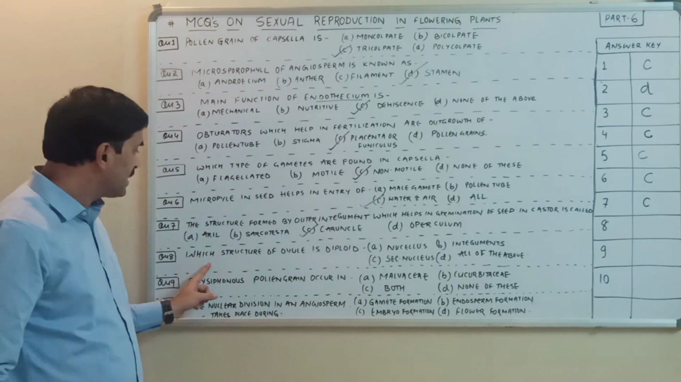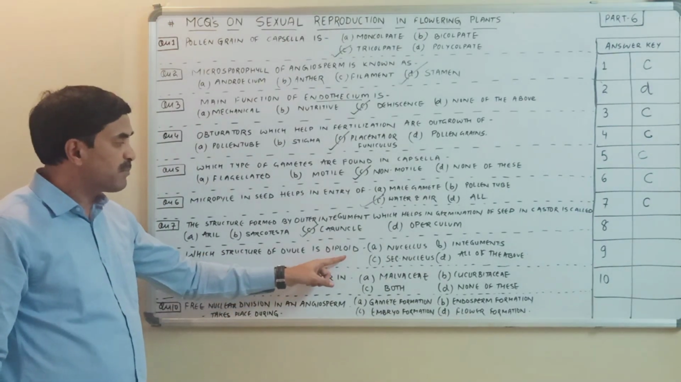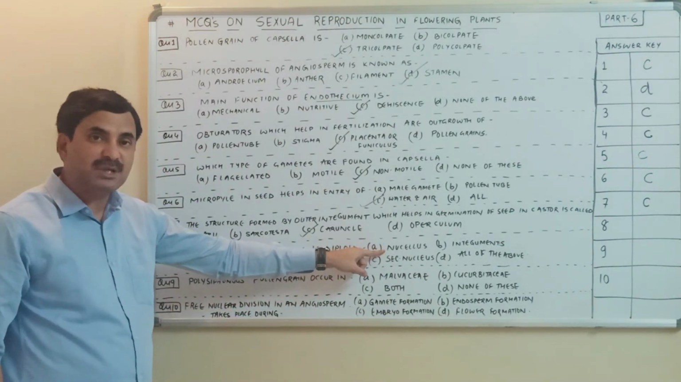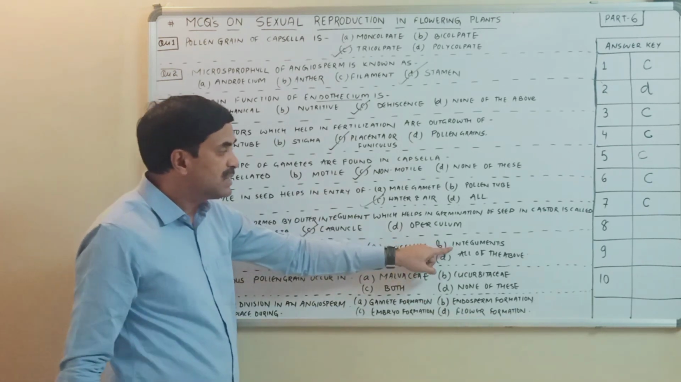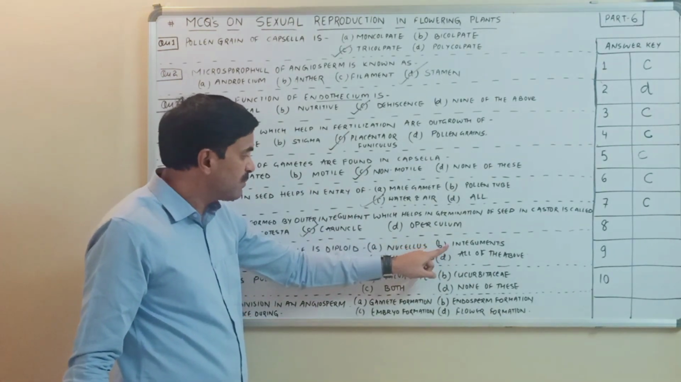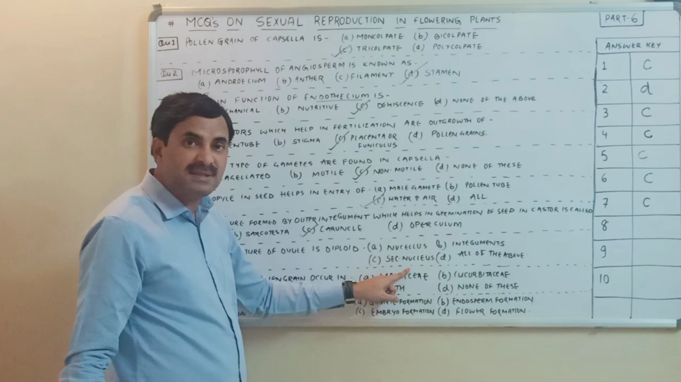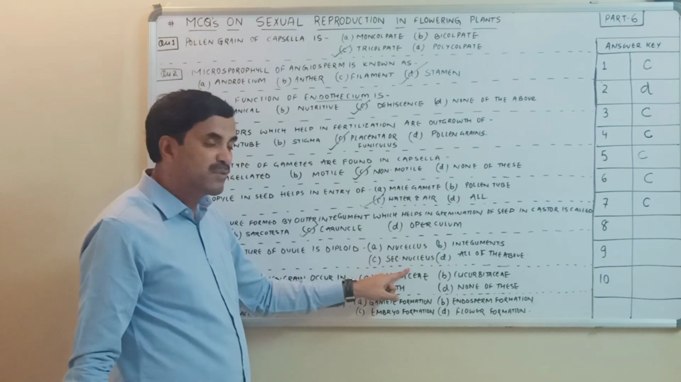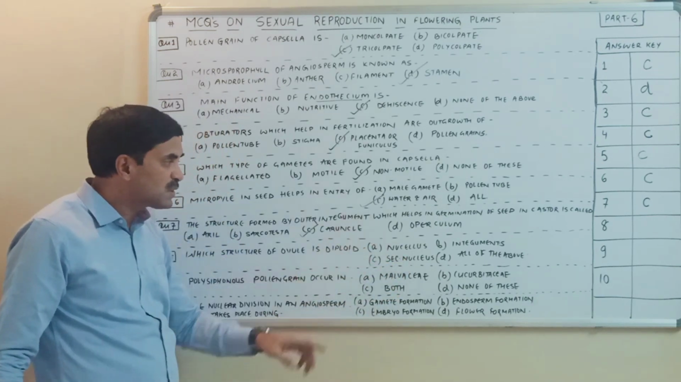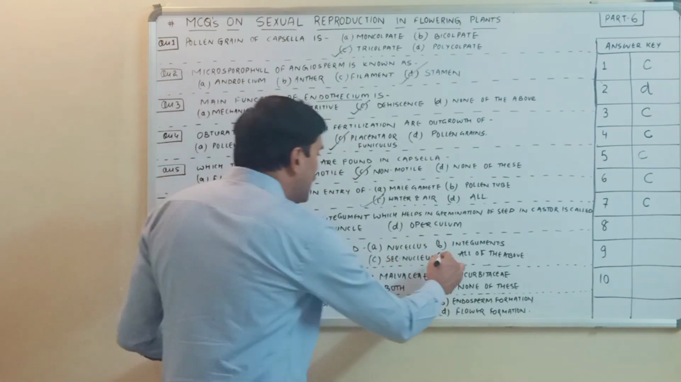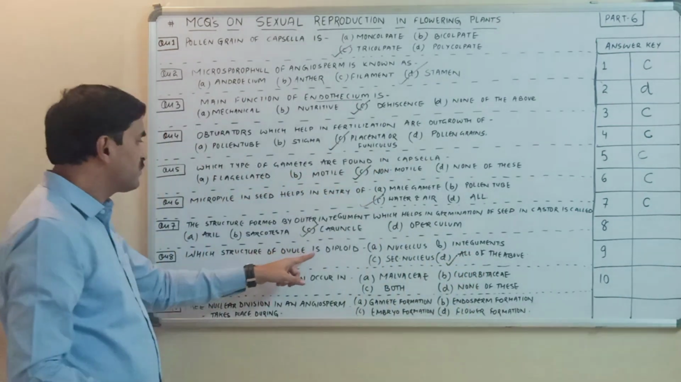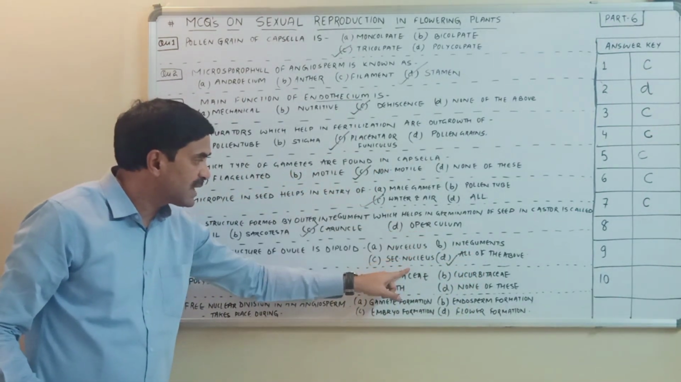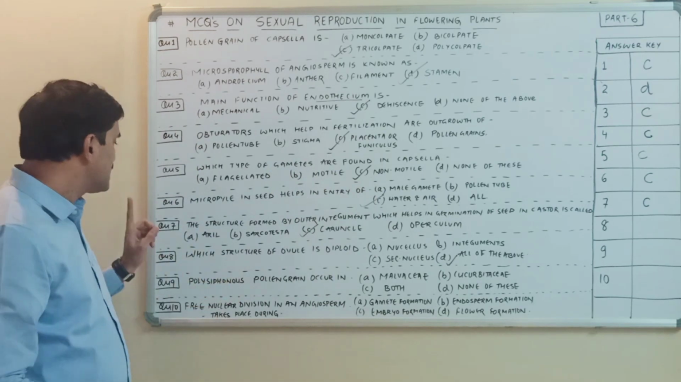Question number 8. Which structure of ovule is diploid? Nucellus, we must know it is diploid. Integument surrounding the ovule is also diploid. Secondary nucleus: just before the fertilization, the two polar nuclei fuse together to form the secondary nucleus, so it is also diploid. So the answer will be all of the above. Nucellus, integument and secondary nucleus all are diploid. So answer is D.